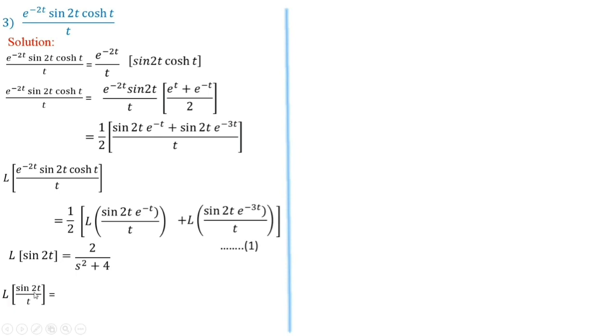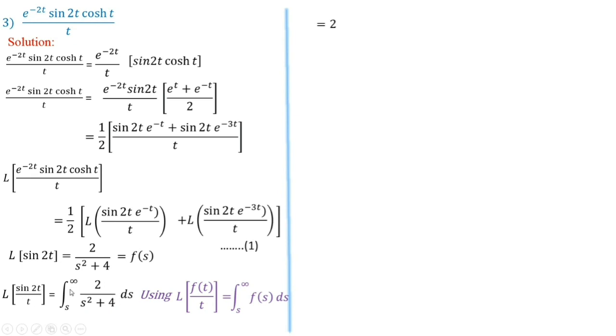Therefore, here Laplace of sine 2t upon t is equal to, by using the division by t property, Laplace of f of t upon t is equal to integration from s to infinity f of s ds. Suppose this is equal to f of s. Therefore, we get Laplace of sine 2t upon t, by using this formula, integration from s to infinity 2 upon s square plus 4 into ds.